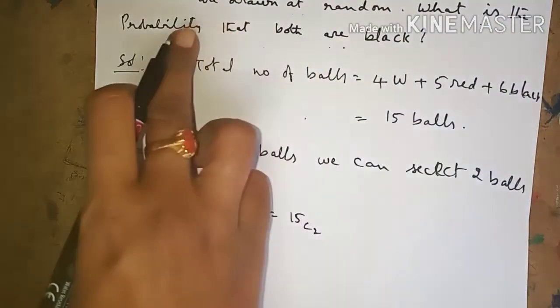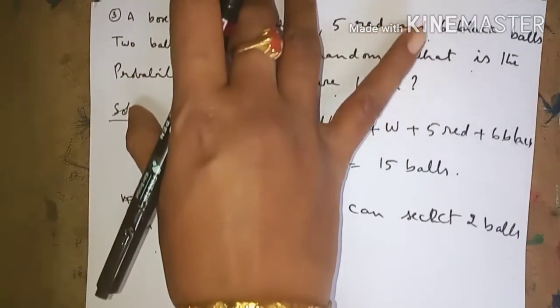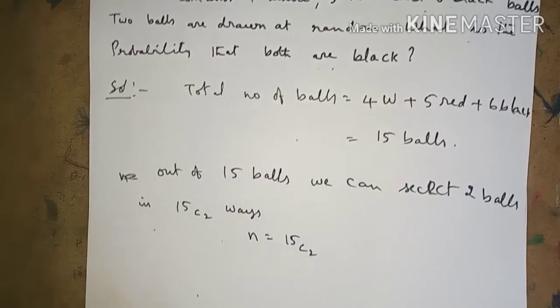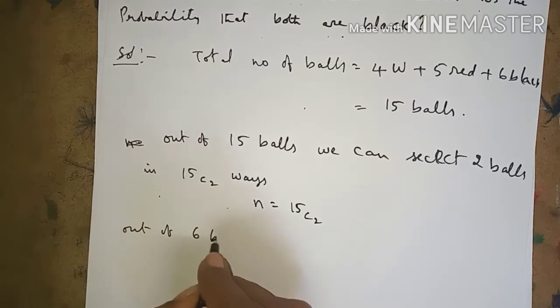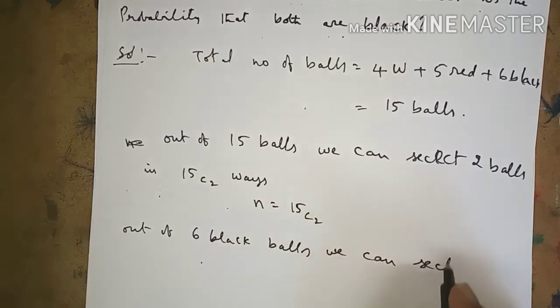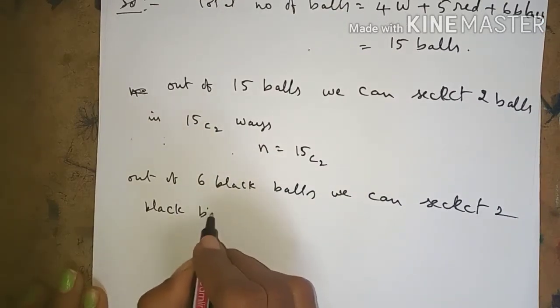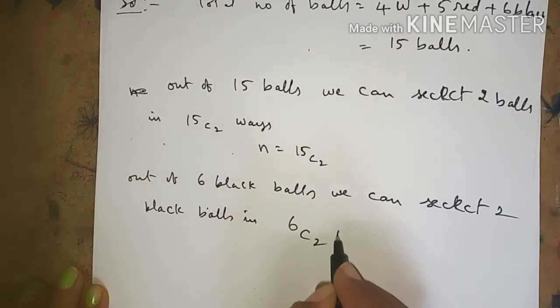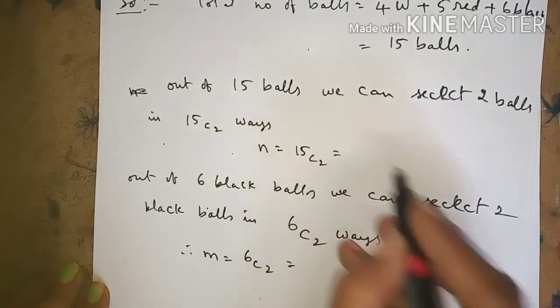Now, what is the probability? That one is M. What is the probability that both are black? To find that both balls are black, total how many black balls are there? 6 black balls are there. Therefore, out of 6 black balls, we can select 2 black balls in how many ways? 6C2 ways. Therefore, M is equal to 6C2. Simplify using the calculator, you will get the answer.